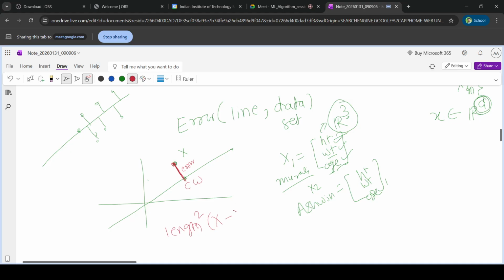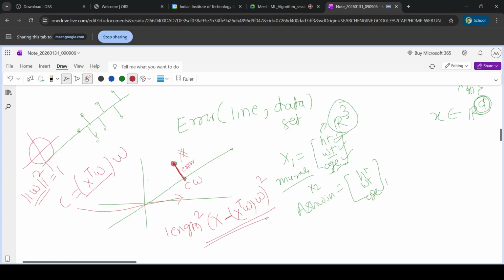This c we calculated last time: x transpose w divided by w square. But as w square is 1, since we consider this a unit circle, there is no need to write it, so c is x transpose w into w. So x minus cw is x minus x transpose w into w. We will not go into detail on that. This is what the error gives us.